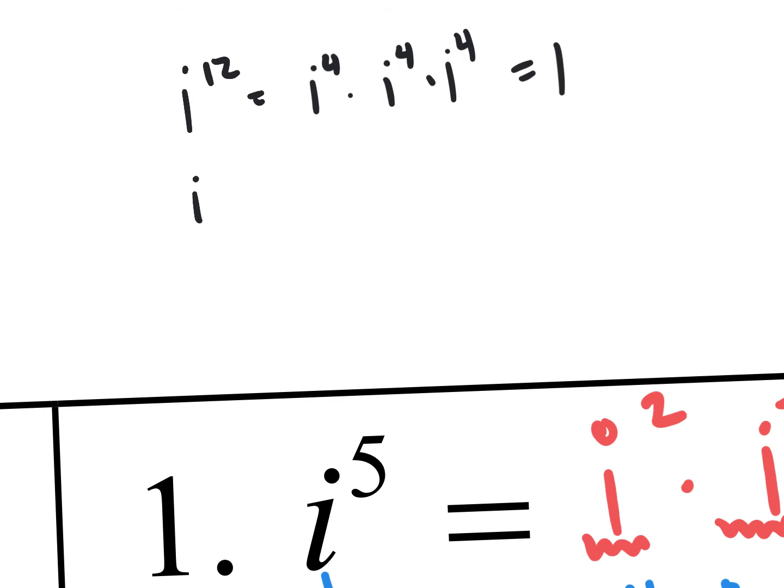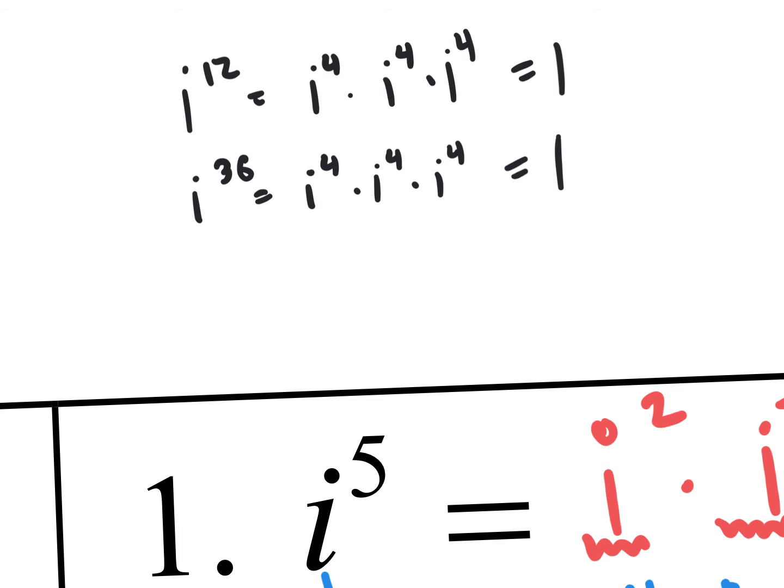Or if I had i to the, let's say, 36th power, well, that's i to the 4th times i to the 4th times i to the 4th. I mean, I don't want to do that. That's 9 of those, because 36 divided by 4 is 9. But there is no remainder, so I'll be able to group them all into i to the 4ths, which is going to ultimately be 1 times 1 times 1 times 1, which is going to be 1. Does that make sense?